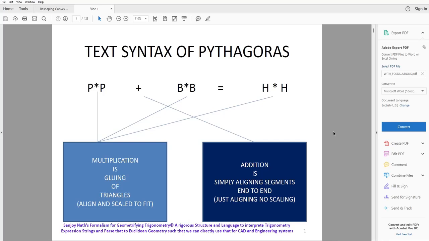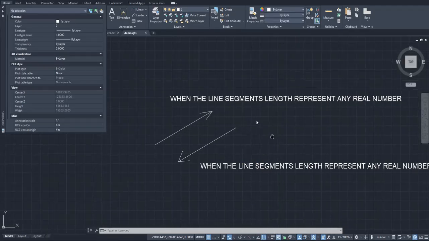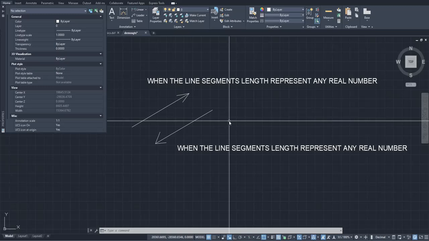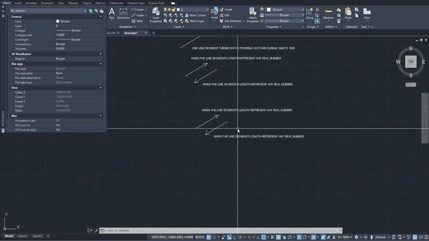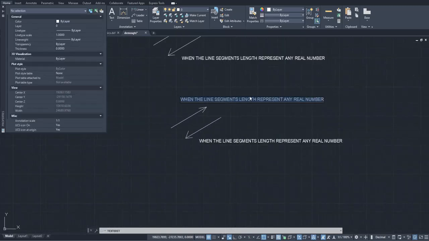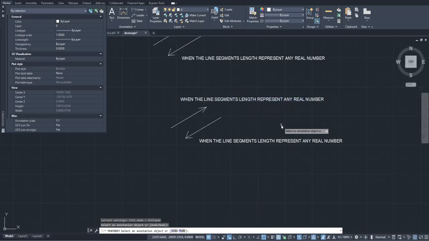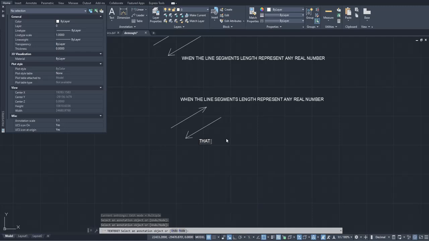Now coming back here, the multiplication is gluing, that I have already shown in the presentation part, where one line segment is glued on another line segment. I should demonstrate it here on the screen, and before doing that I should represent the journey objects here. When one line segment represents a length, a real number, then it has to represent the 4 types of journey objects.